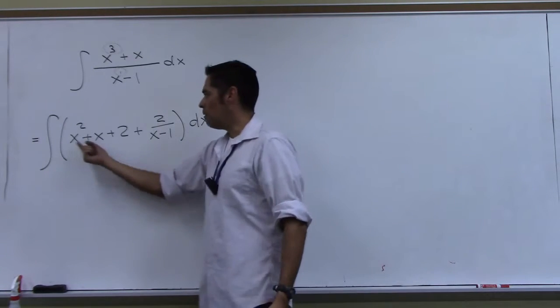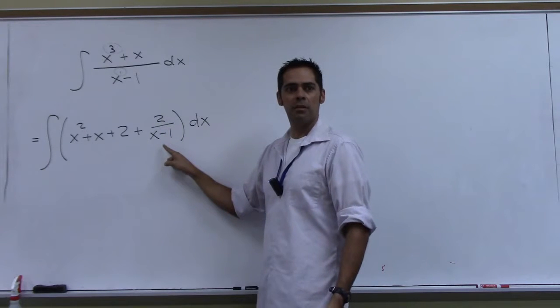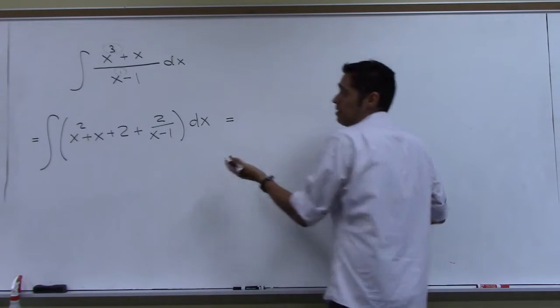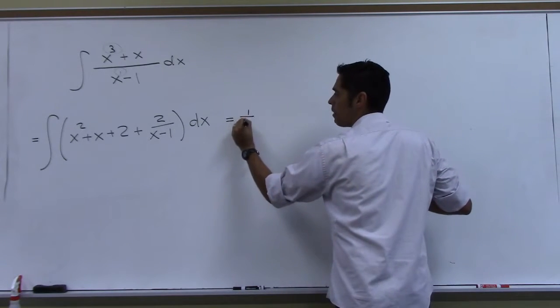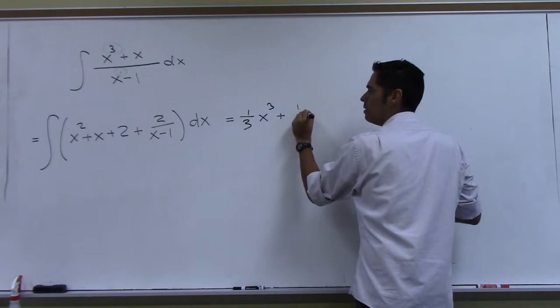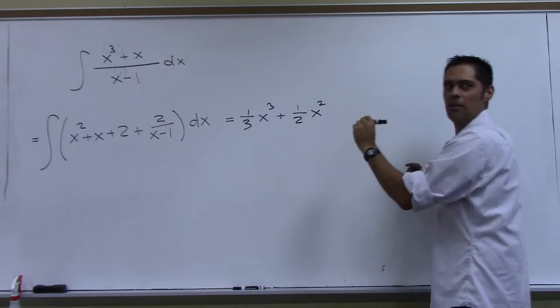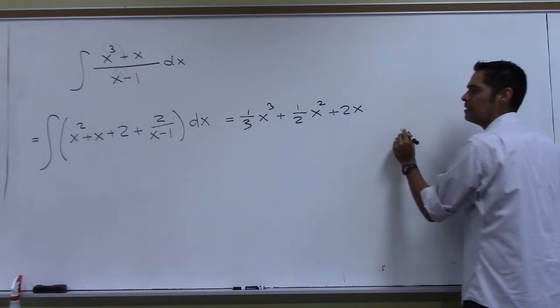This is just power rule, power rule, power rule, right? Constant over linear expression. Don't even need the sub. You could go straight to it. Watch. Antiderivative of x squared, 1/3 x cubed, plus 1/2 x squared. Plus 2x.